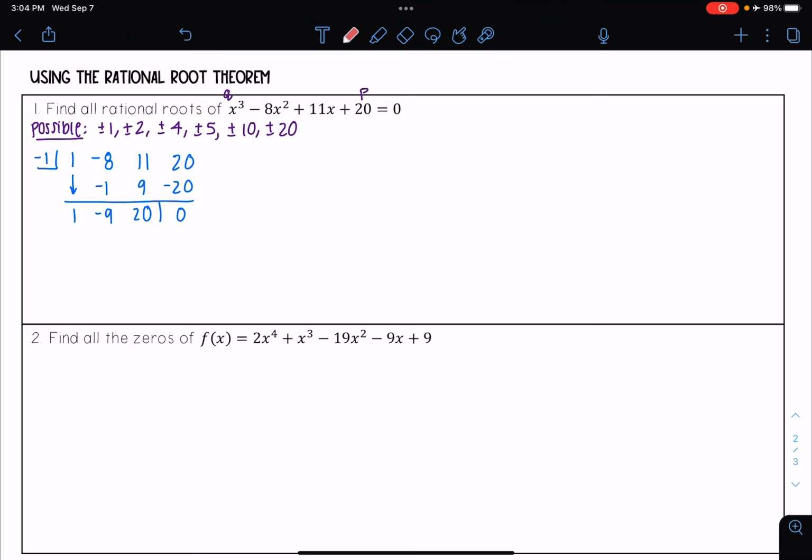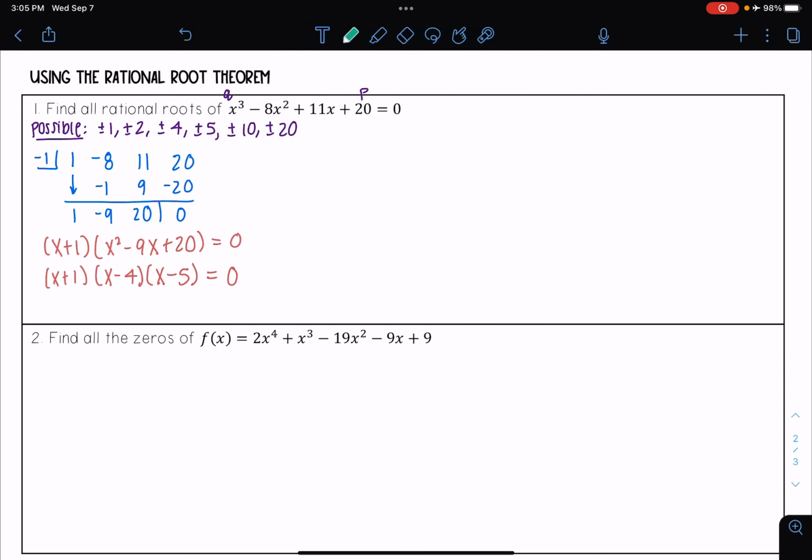So I can now rewrite this as x plus 1, because my root here is negative 1. And then when I rewrite this, I get x squared minus 9x plus 20 is equal to 0. So now I have this factored, and I'm going to look to see if I can factor this x squared minus 9x plus 20. So I'm looking to see if there are two numbers that multiply to 20 and add to negative 9. And I see I do, negative 4 and negative 5. Negative 4 times negative 5 is 20. Negative 4 plus negative 5, I get negative 9.